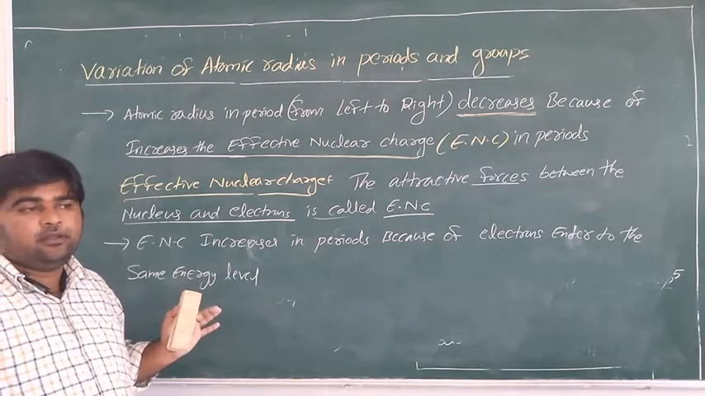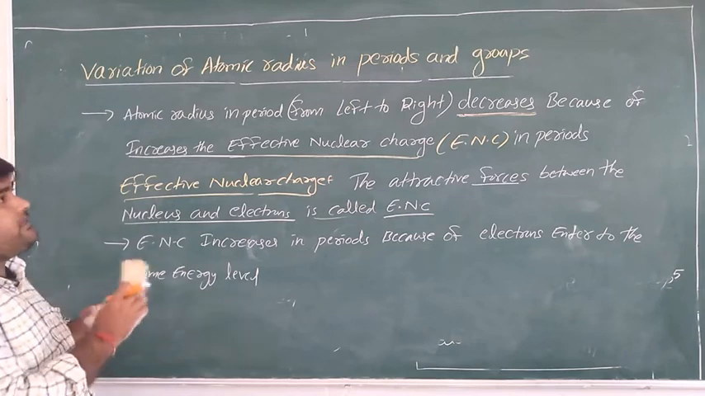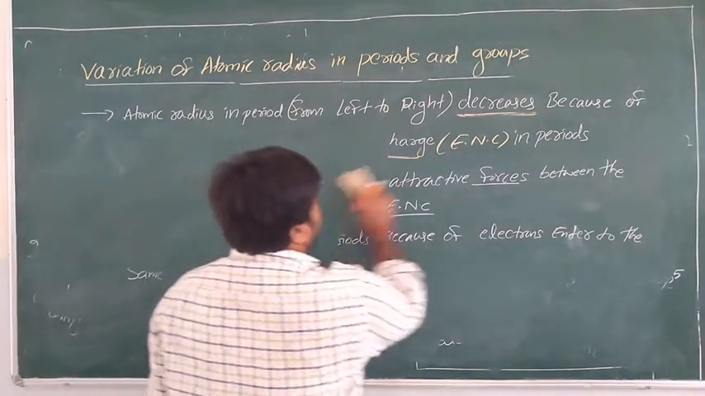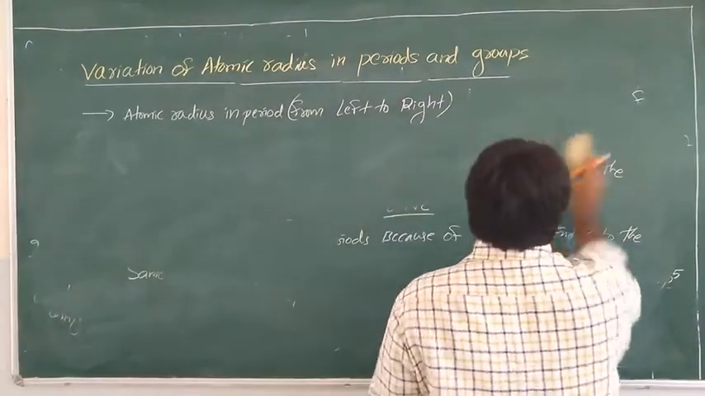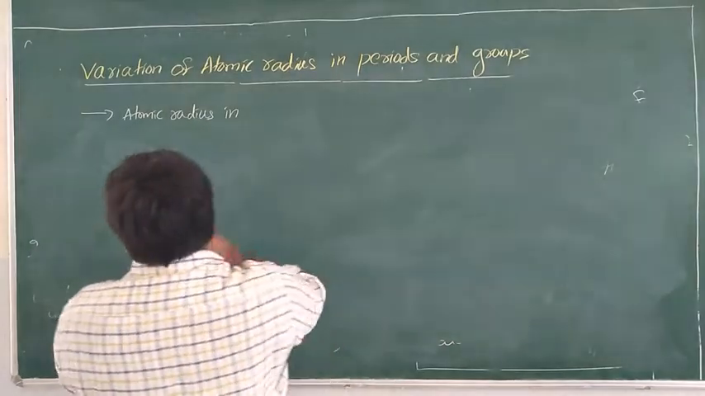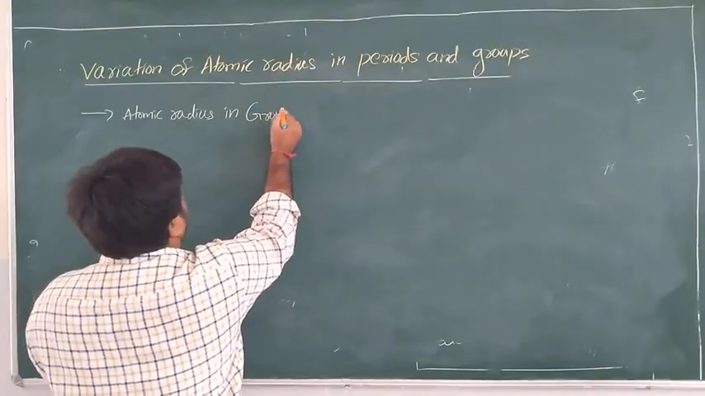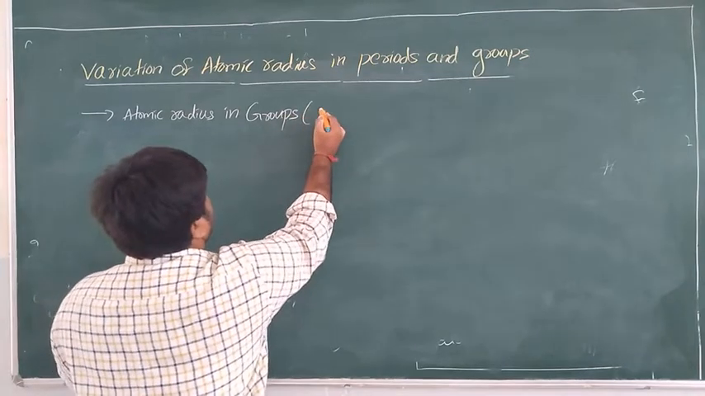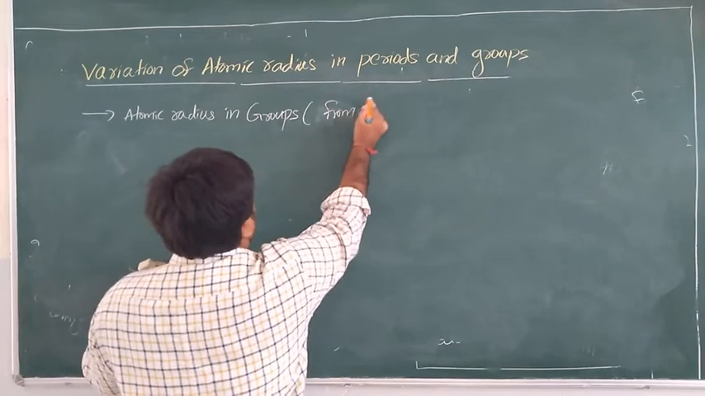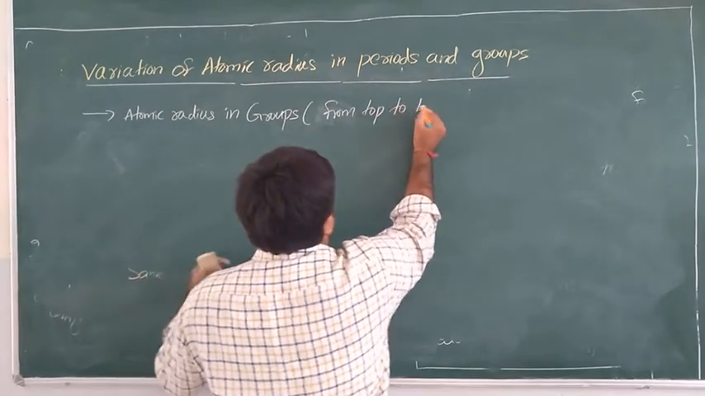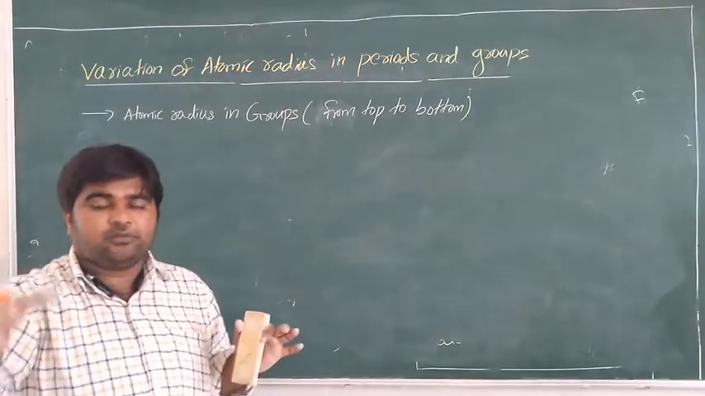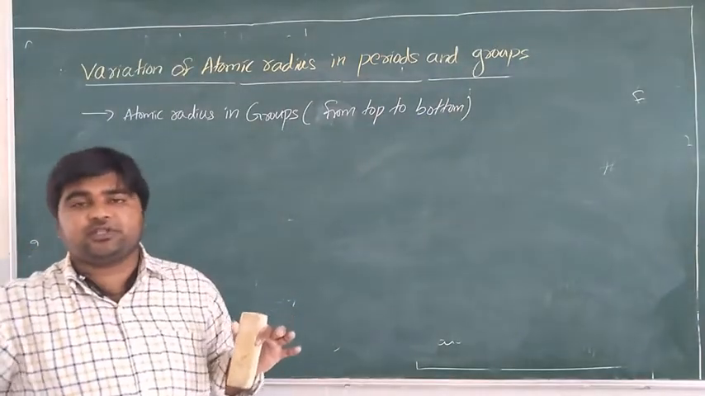Is it clear? Okay. And next, coming to the atomic radius in groups, from top to bottom. That means the same family: first group, second group, third group, 13th group, 14th group, 15th group, 16th group, 17th group.